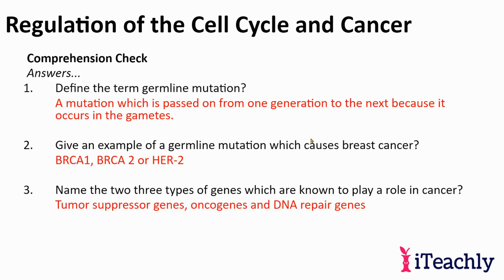So, can you define the term germline mutation? A mutation which is passed on from one generation to the next because it occurs in the gametes. So you get that from your mom or your dad. Can you give an example of a germline mutation which causes breast cancer? And name the three types of genes that are known to play a role in cancer. And that would be those three right there.